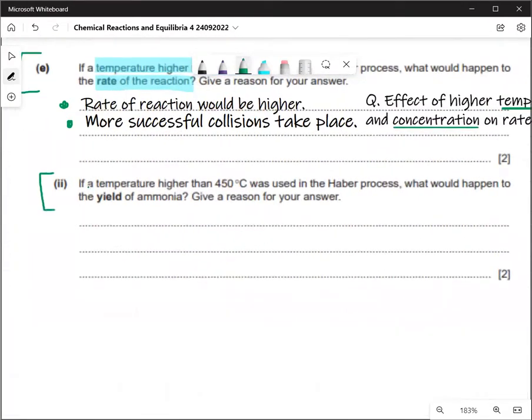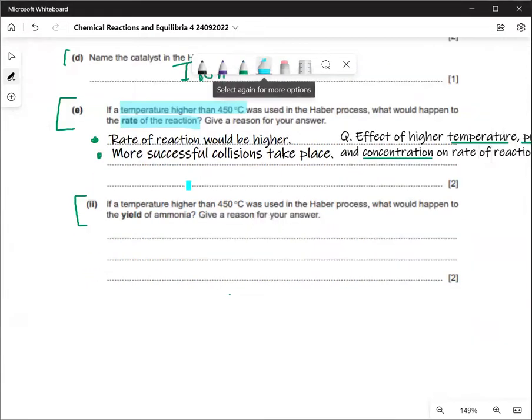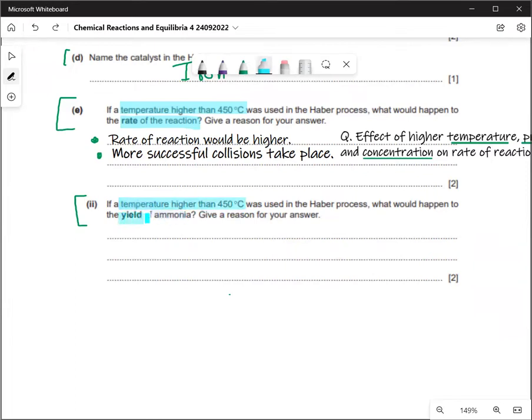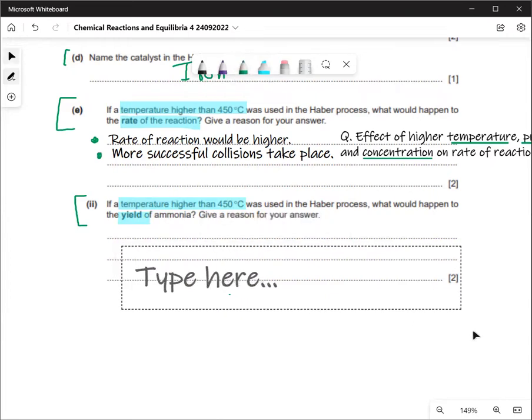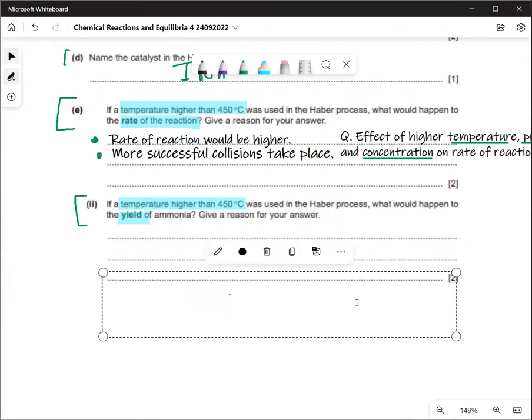Now, Zahra, read the next question. Okay. If a temperature higher than 450 degrees Celsius was used in the Haber process, what would happen to the yield of ammonia? Give a reason for your answer. Yield. Now they're asking us temperature higher than 450. What happens to the yield of ammonia? There will be energy. Again, it will be decreased. What will be decreased? Energy. Energy will be decreased. But there will be no effect on it.